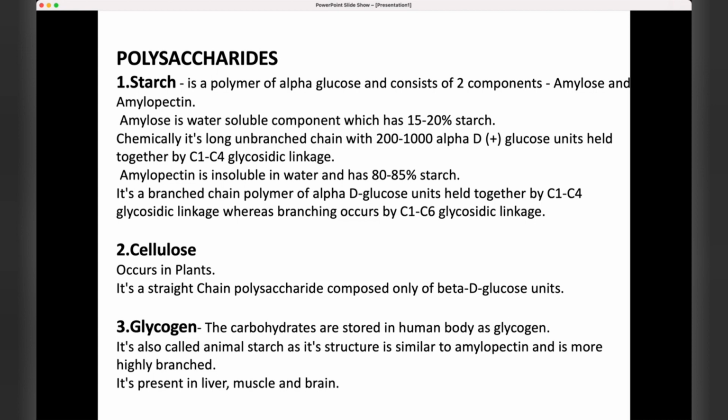And next is glycogen. What is glycogen? Carbohydrates are stored in the human body as glycogen, and it is also known as animal starch because its structure is similar to amylopectin and it's more highly branched. Mainly, it is found in liver, muscle, and brain. So, you know what happens is that suppose your body needs glucose, the glycogen is broken down into glucose by enzymes. And glycogen is also found in yeast and fungi.